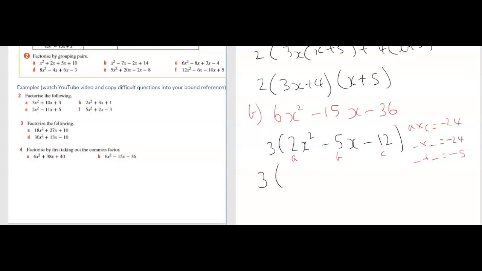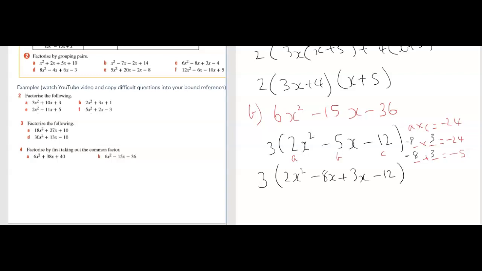Okay, now it works if I do 8 and 3. So I know my numbers are going to be 8 and 3, I just have to realize which one's going to be the negative and which one's going to be the positive. Because this is -5, -8 plus 3. So it's going to be a -8 and a positive 3. So I rewrite my expression now. So the 2x squared stays. It's only this middle term that changes. So -8x plus 3x minus 12.